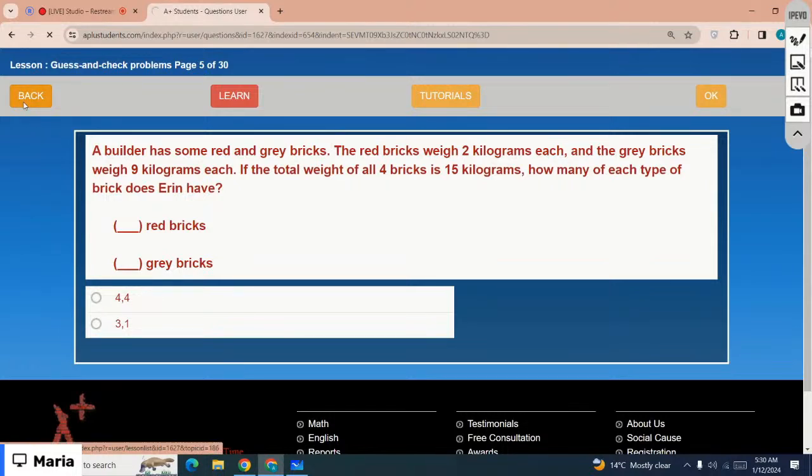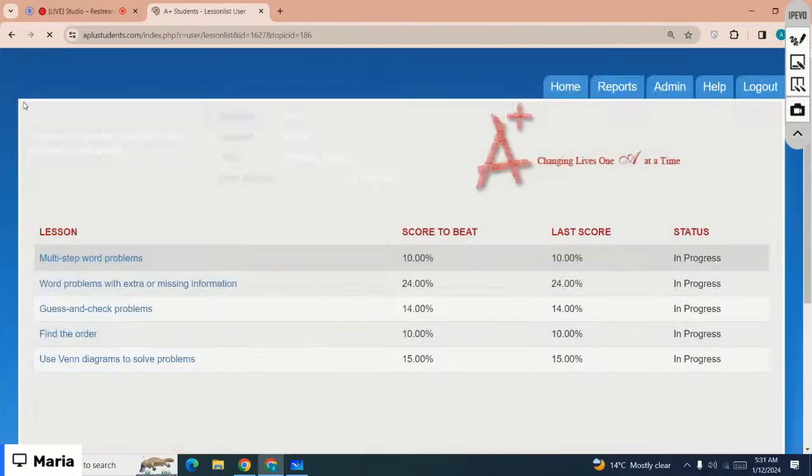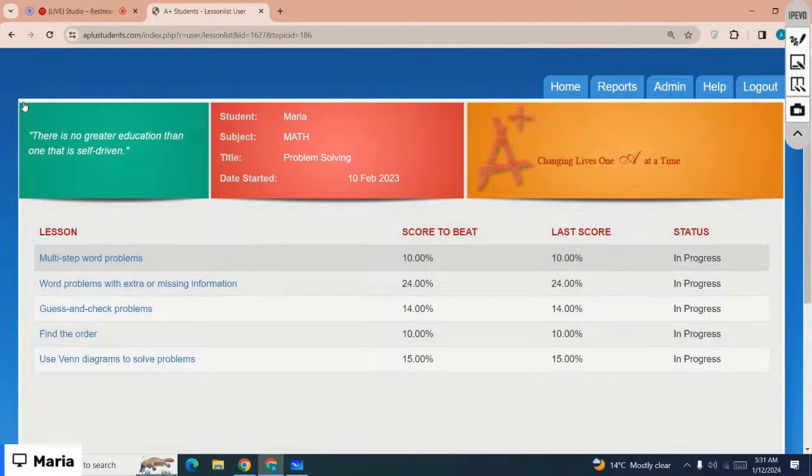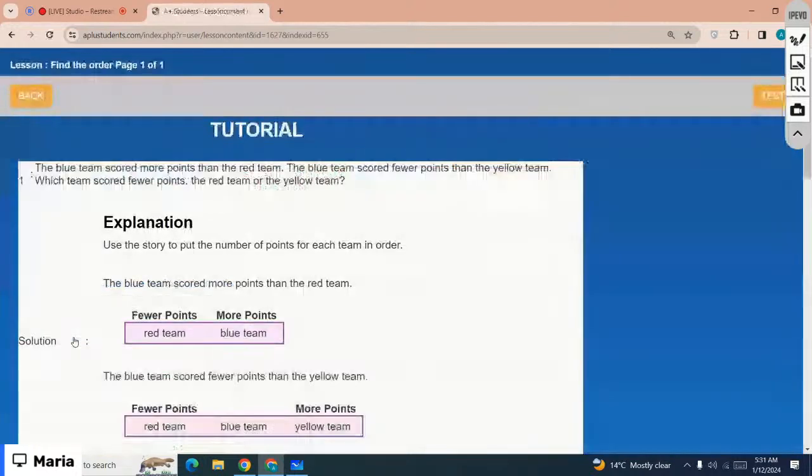And the next lesson is find the order. Let's just start with the next lesson, right? Okay. Let's start with the test question.